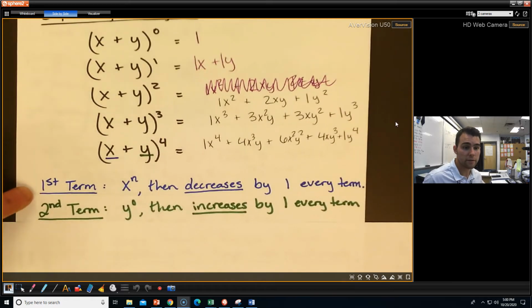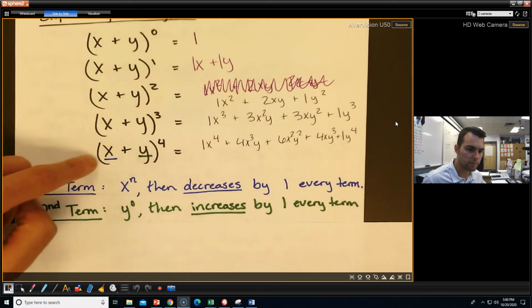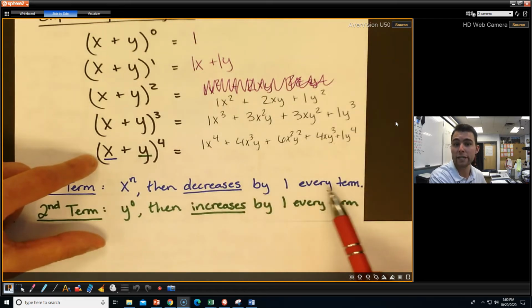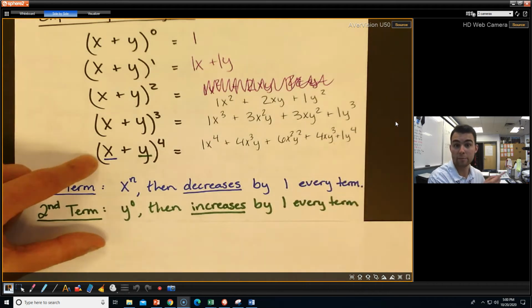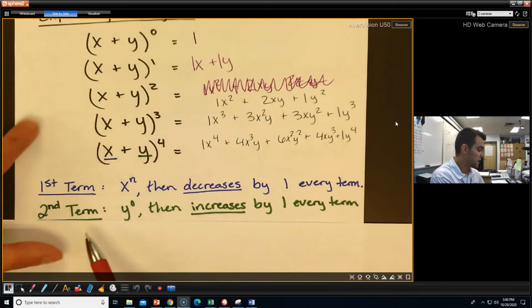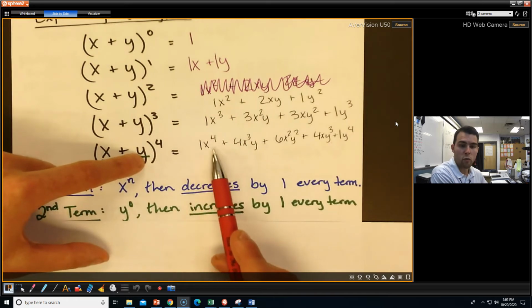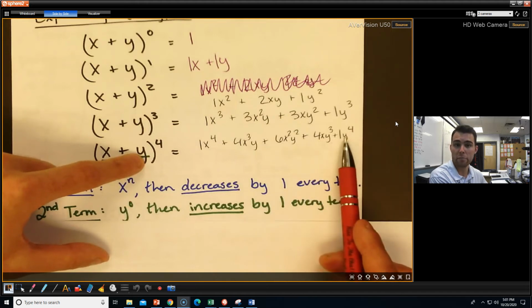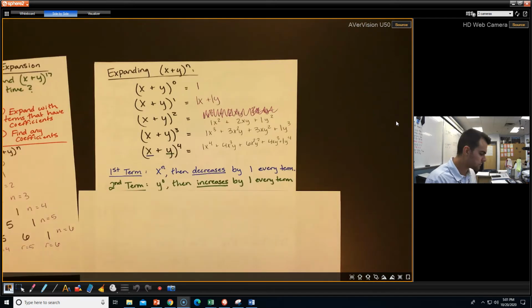The first term is going to start at x to the nth power, right? So if I'm looking at this one, it starts at x to the fourth power, then it decreases by 1 every term, right? It keeps getting smaller and smaller until it's gone. The second term actually starts at the 0th power. It's gone. There's no y in this first term, but it gradually increases by 1 until it gets to the nth power. So that is the pattern. That is what is going on with our coefficients and the variables, okay? Kind of putting it all together.